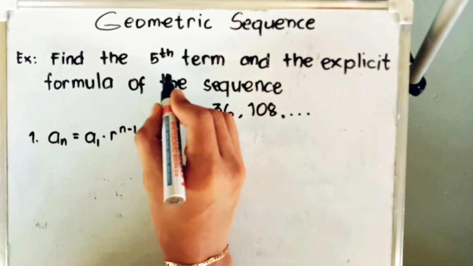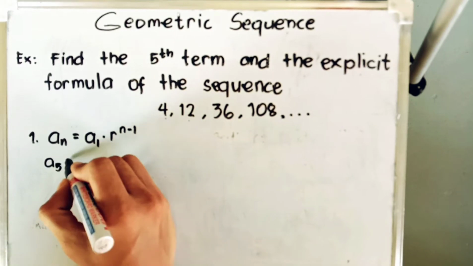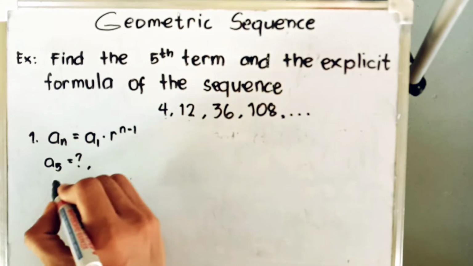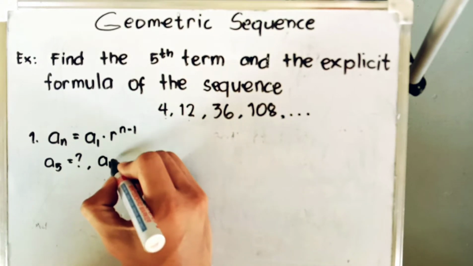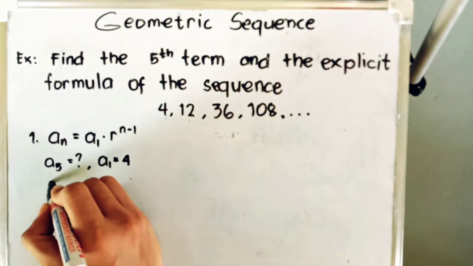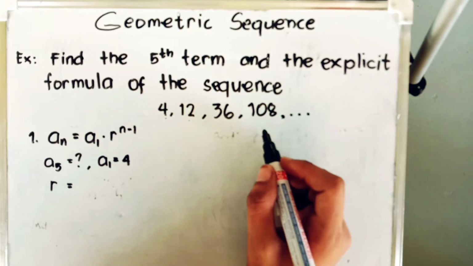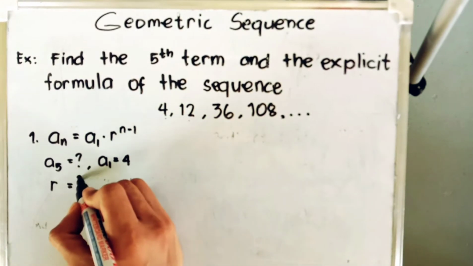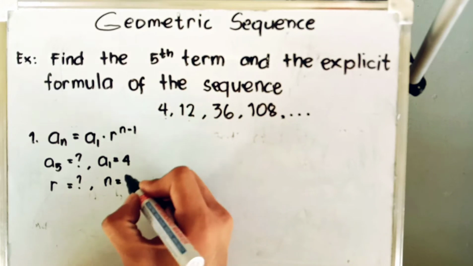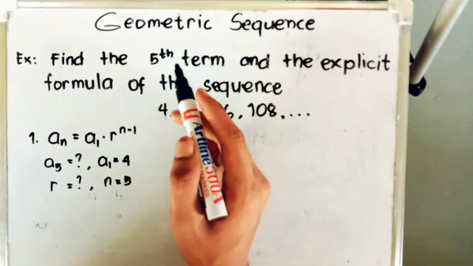We are looking for the fifth term, therefore we have to find a sub 5. So this will be a question mark. Next is a sub 1, which is equal to 4. Next is the common ratio. Do we have a common ratio given? No, we don't have a common ratio. Next is n, which is equal to 5, since we are looking for the fifth term.